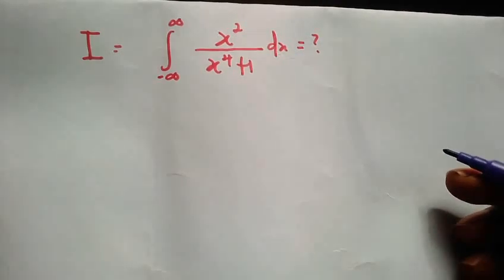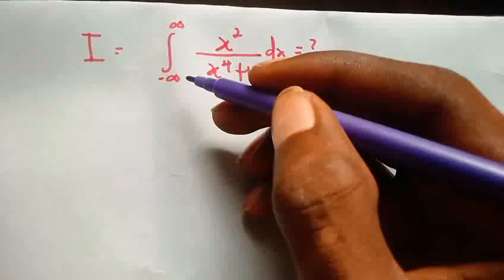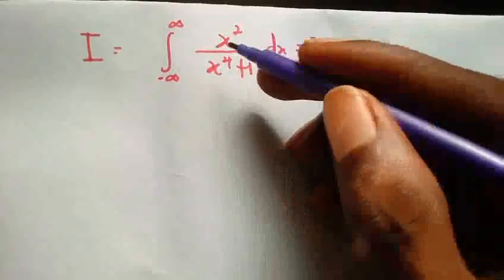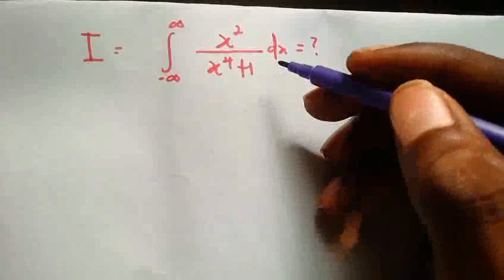Today we're having this problem: the integral as x goes from negative infinity to positive infinity of x raised to power 2 all over x raised to power 4 plus 1 dx.